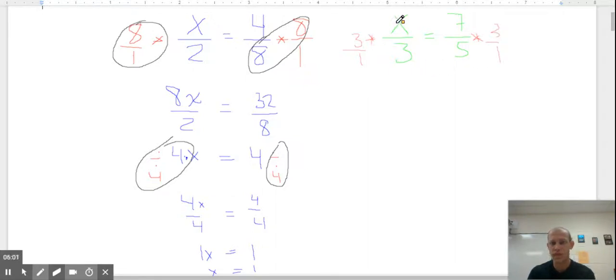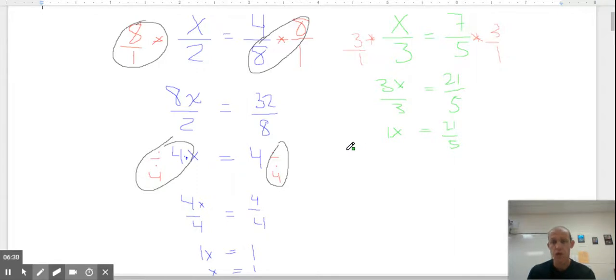So 3 times x is 3x. 1 times 3 is 3. 7 times 3 is 21. 5 times 1 is 5. Let's simplify. 3 divided by 3 is just 1, and there's an x there. 21 divided by 5, I don't know what that is, so I'm just going to rewrite it.